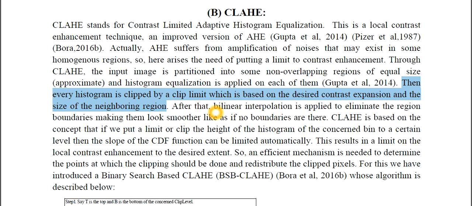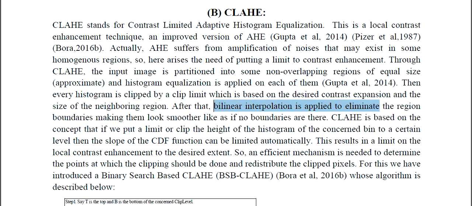You have to apply some interpolation technique, isn't it? So what CLAHE normally applies is bilinear interpolation, to eliminate the region boundaries, making them look smoother, as if no boundaries are there. So this is the last step actually. At the last step, we have applied bilinear interpolation. The question is why we are applying it? Because to eliminate the region boundaries, making them look smoother, as if no boundaries are there.